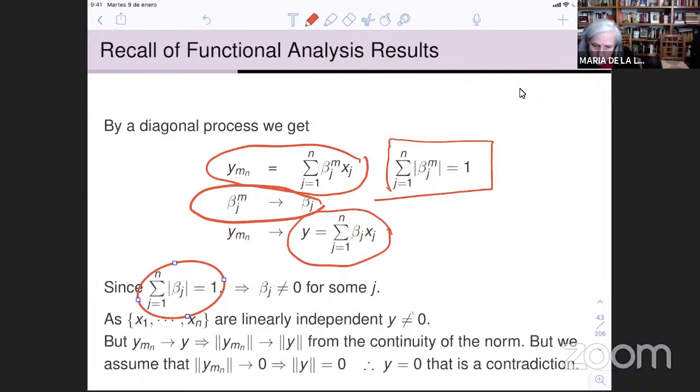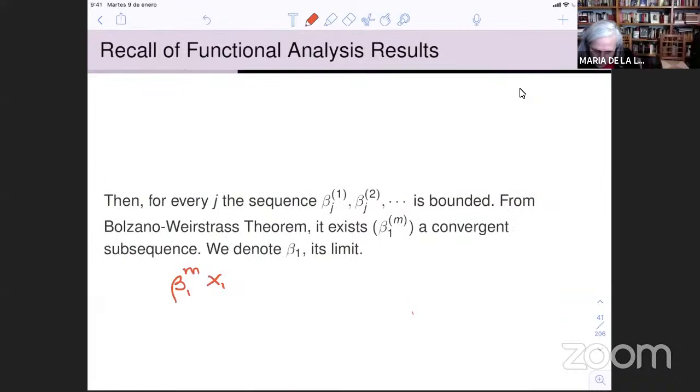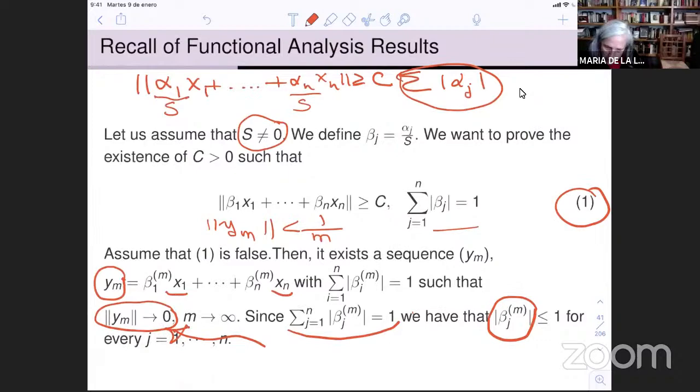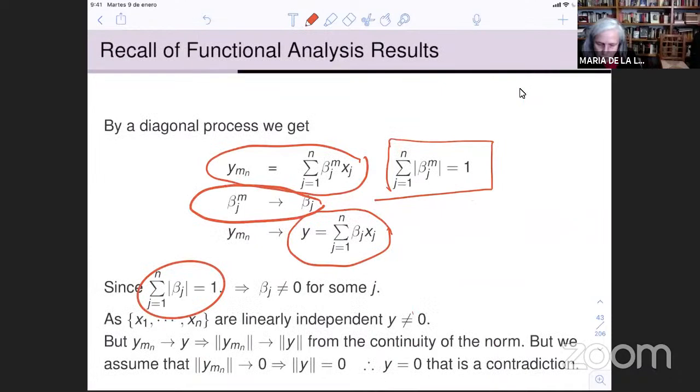But y is equal to 0. I have chosen everything in such a way that ym, the original sequence, converges to 0. Any subsequence of it needs to converge to 0, okay? So I get that I have a sequence of coefficients that have norm exactly 1, but the limit is 0. But the x1 until xn are linear independent, so y has to be different from 0, okay? And this is a contradiction. So we have this inequality, okay?